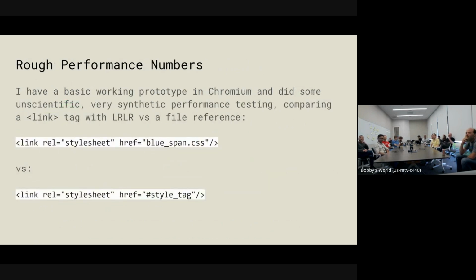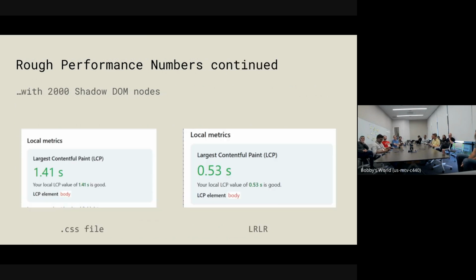And I did some rough performance numbers. I know this is kind of risky, but I do have a prototype in a private branch of this. It's a little risky to share, but I am pretty impressed with this. I created a synthetic page with just 2,000 shadow DOM nodes, each one doing a link rel versus this LRLR, and it was quite a bit faster. I was kind of impressed. I don't think in practice you're going to get this drastic reduction in LCP. But I do think it shows that this does actually have some decent performance numbers.